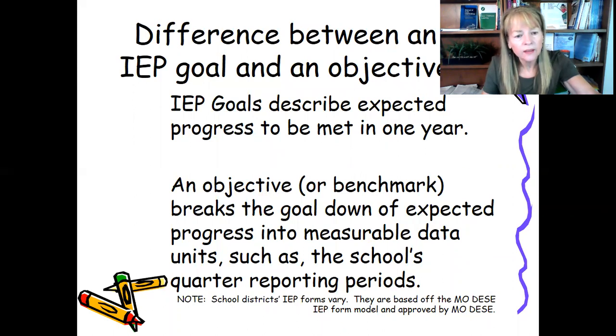An objective is usually written in sequential skill acquisitions with levels of mastery reported. Benchmarks show degrees, percentages of accuracy, or fluency.